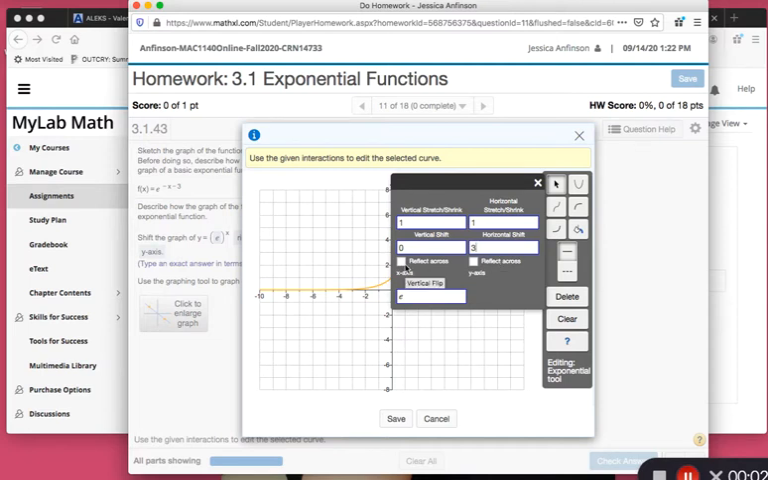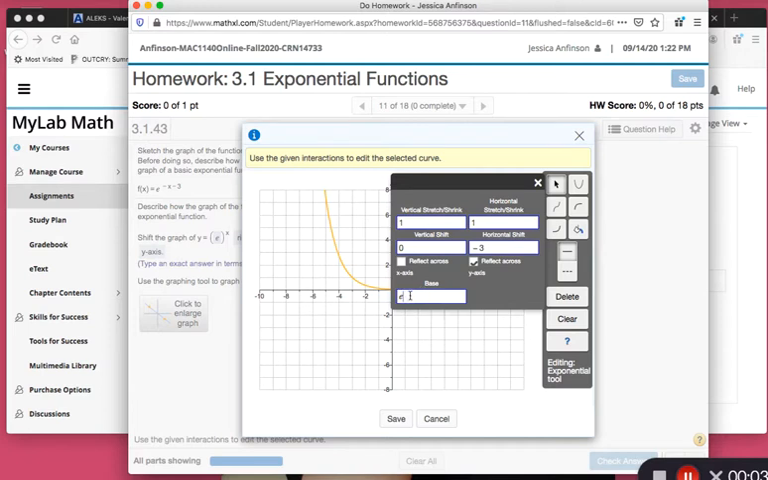And now I notice I am asked about reflections. Since we changed the signs of the x coordinates, we reflected over the y-axis. So I skipped the x-axis and now reflect over the y. And you'll notice that the graph has now transformed. So it looks more like it's decreasing because of that reflection.